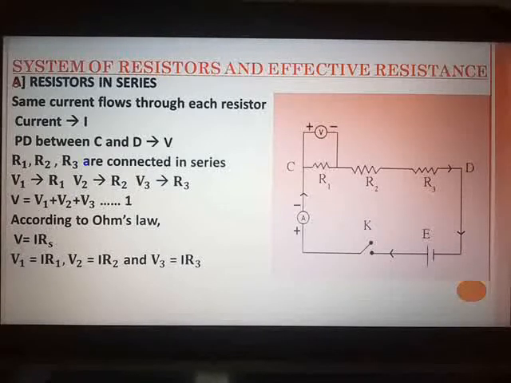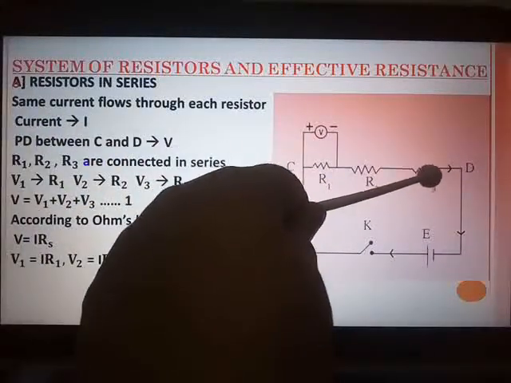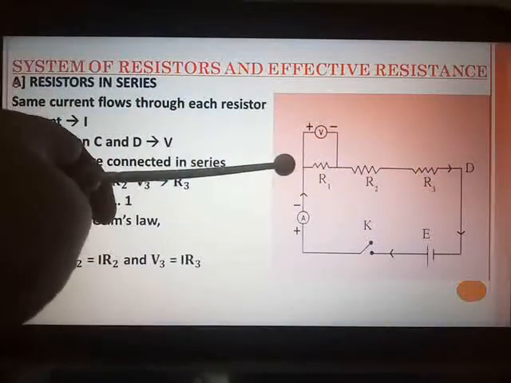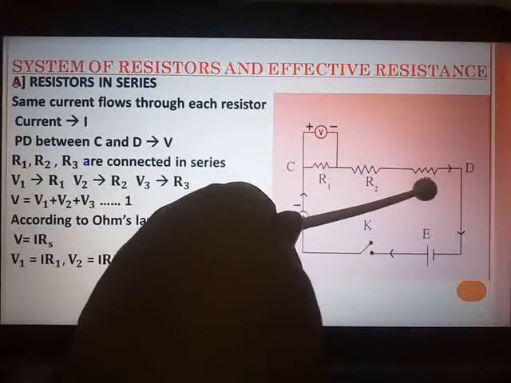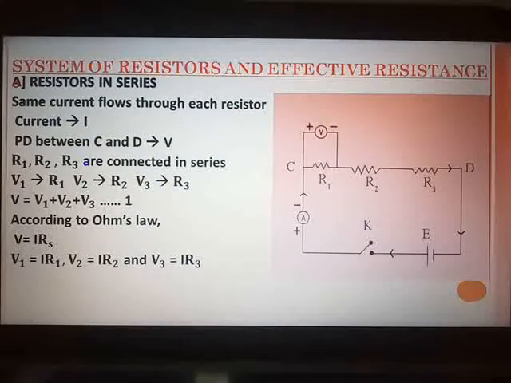What is the special characteristic of this arrangement? The same current flows through each resistor, that is the current which is denoted by capital I. So we can say that in a series combination, the current remains the same in the entire circuit. Take care, the potential difference between both the points C and D is V. So the total potential difference is V.